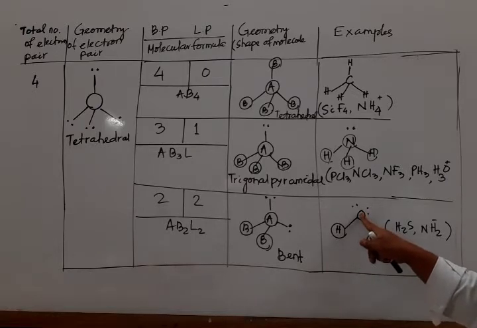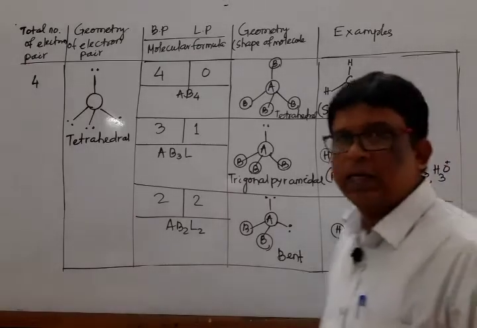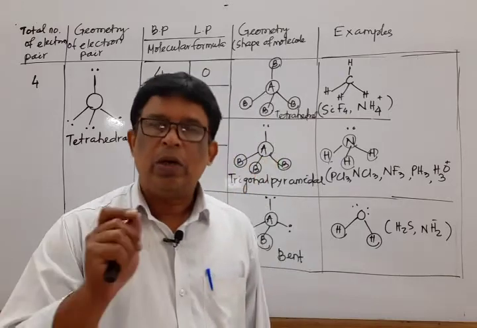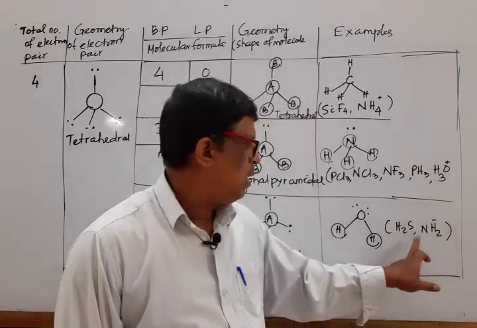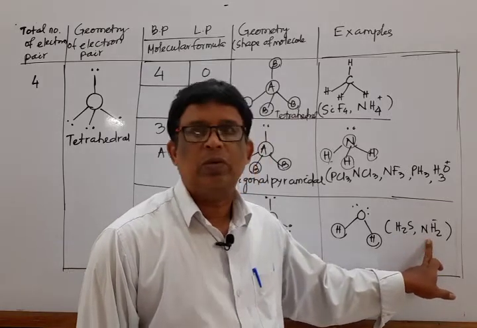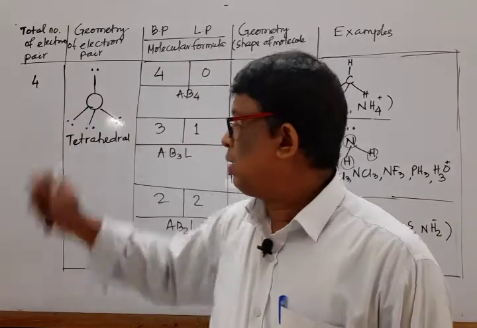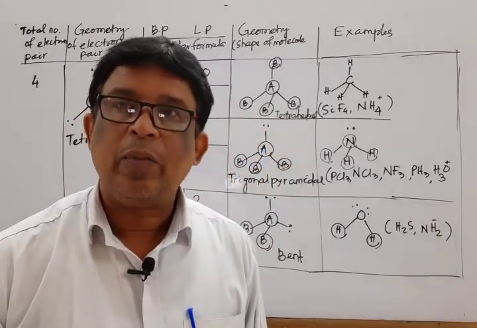So my example is water, V-shaped or bent shaped. Here O is the central atom, 2 hydrogen atoms are there. In addition to this, other examples for total number of 4 electron pair, where 2 bond pair and 2 lone pair, are H2S, hydrogen sulfide, and NH2 minus ion. It is about the total number of electron pair is 4. Next switch over to total number of electron pair is 5.